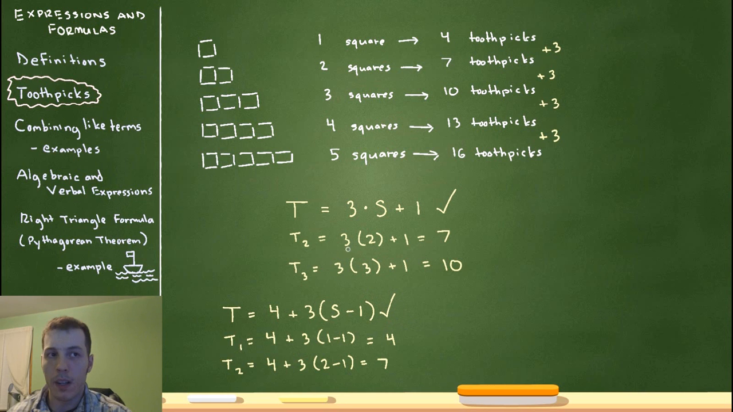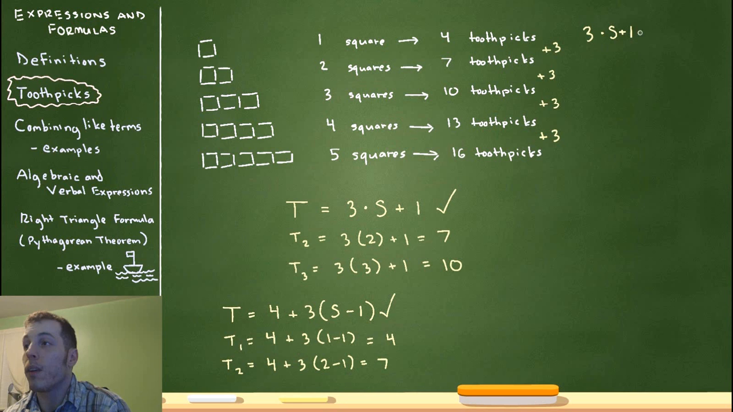And they look really different, right? 3 times s plus 1, and this one's 4 plus 3 times the quantity s minus 1. So that's pretty different. So let me go up here and let me just check here. If both of these formulas work, then they should be equivalent expressions. Okay, and if we have equivalent expressions, we could write an equation between them. 3 times s plus 1 should equal 4 plus 3 times s minus 1.